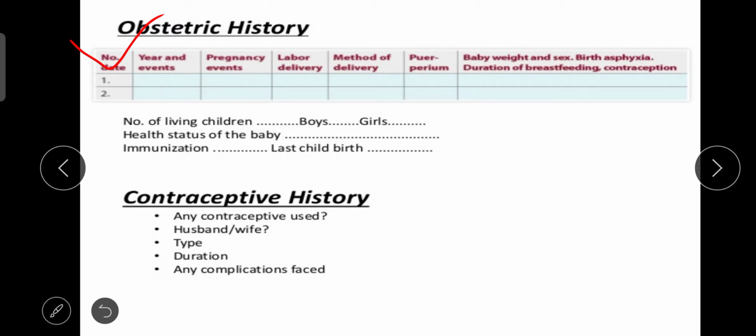Next, you are going to ask about the contraceptive history also, like any contraceptive they are using, whether the husband is using or the wife, types, duration, or any complication faced by the couples because of the contraceptive.